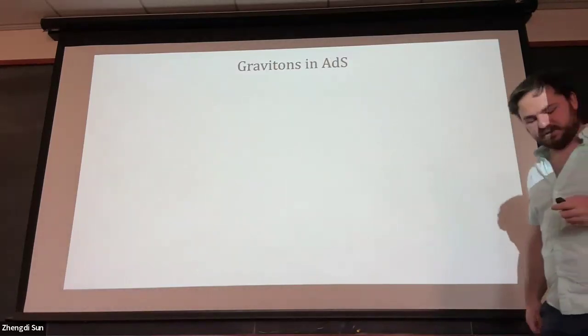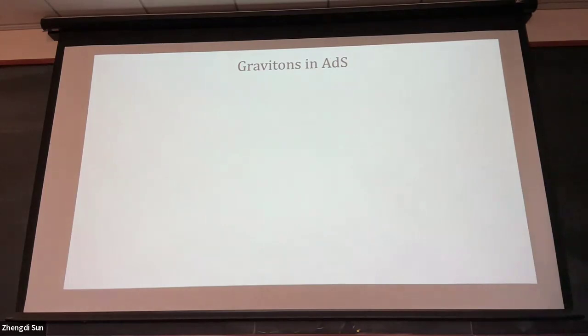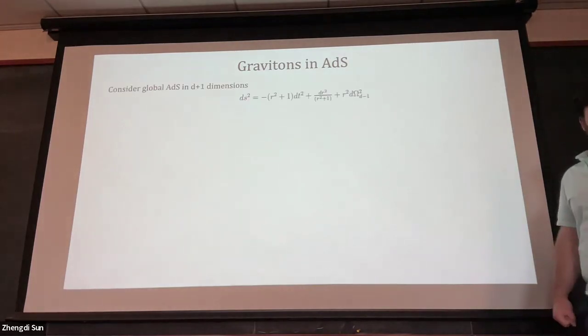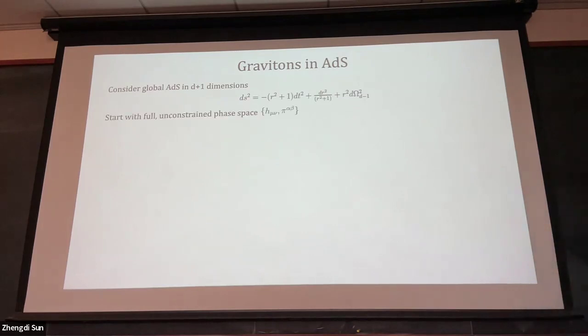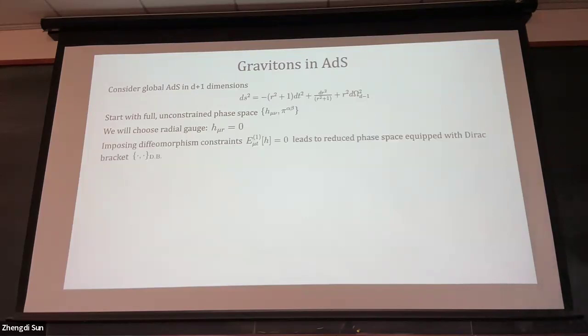Now let's do the bulk calculation. So here's global AdS in d+1 dimensions. And I'm going to start with the full unconstrained phase space of my gravitational wave and its conjugate momenta. And I'm going to pick a particular gauge. I'm going to choose radial gauge. This just turns out to be a simple gauge to choose. And then I'm going to impose diffeomorphism constraints, which gives some reduced phase space, plus this gauge condition.